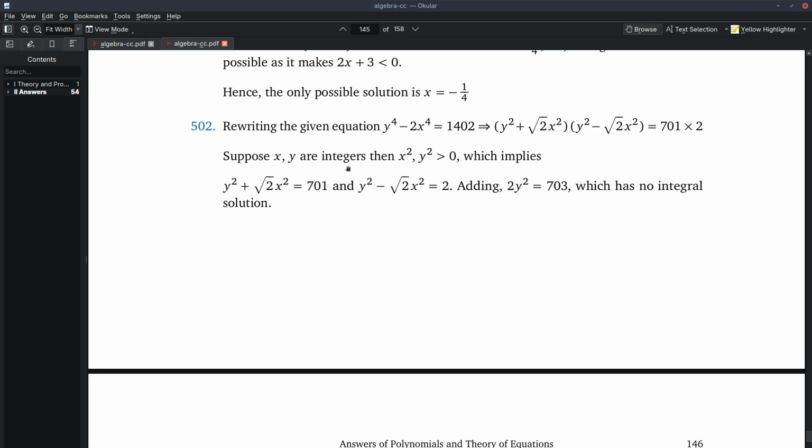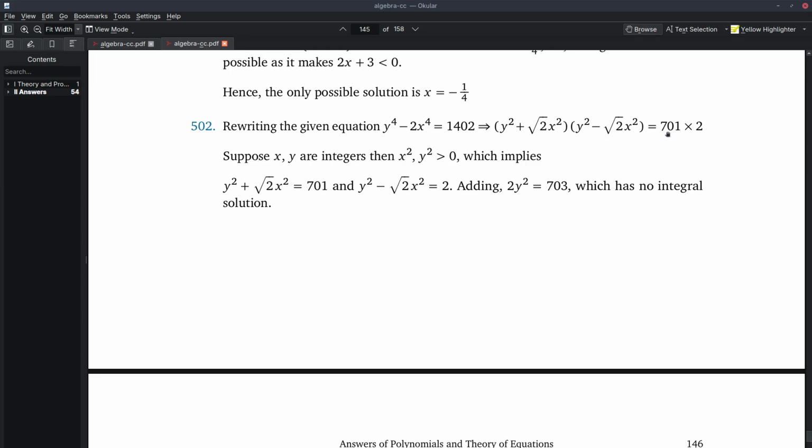Now since x and y are integers, because we want integral solutions, x square and y square are both greater than 0, which implies that y square plus square root of 2 x square is equal to 701 and y square minus square root of 2 x square is equal to 2. Now we add these. Note that 701 is a prime number, I believe.